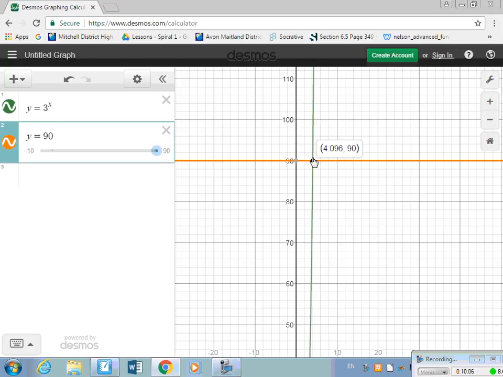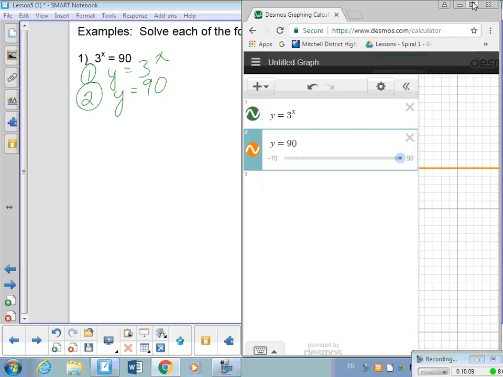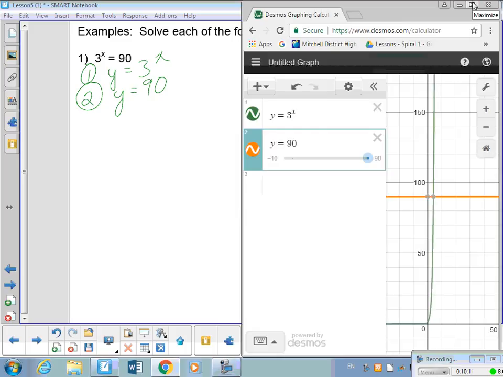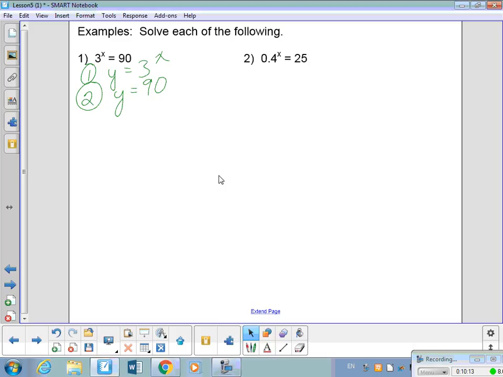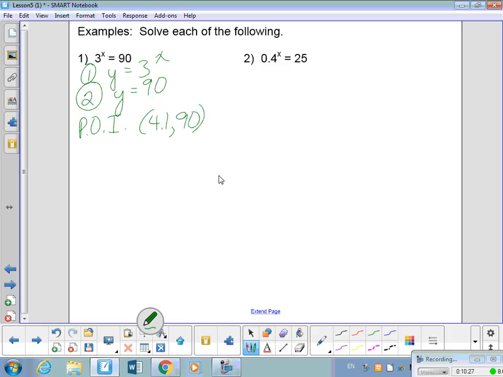We don't need all those decimals, and 90. So if we go back to this one, what we ended up getting from Desmos was a point of intersection, and that point of intersection was 4.1 and 90. But remember, what we're solving for in this equation is x. So from our point of intersection, we're just after the x value, which is 4.1. Very, very straightforward. Let's take a look at another one.